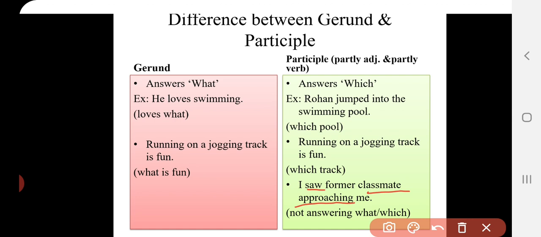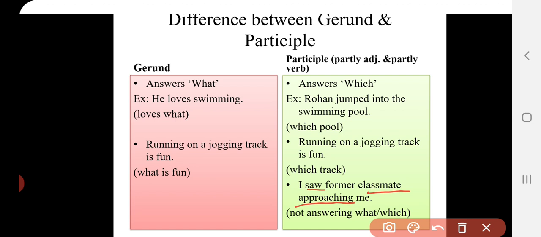So, from this we can say it is playing the role of adverb, and we know that adverb and adjective are the roles played by the present participle. So approaching me is the present participle here, not the gerund.